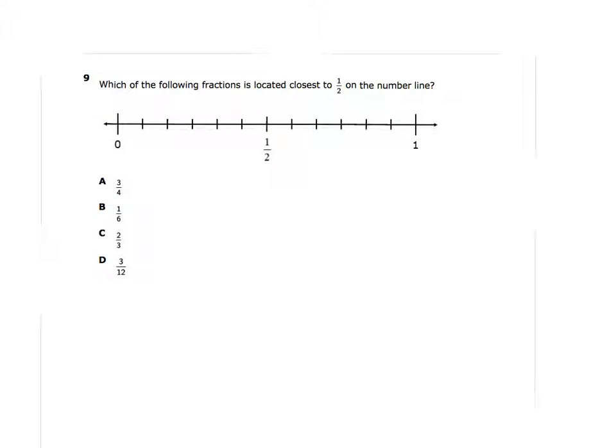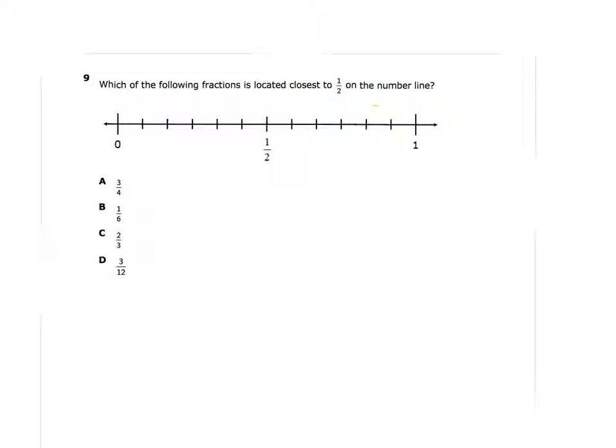Number 9, which of the following fractions is located closest to 1/2 on the number line? So we have fractions 3/4, 1/6, 2/3, and 3/12. So if I look at all these fractions, I have to look for a common denominator. That's really the best and the easiest way to look at this. Because if I count the number of jumps I have here, let me count them. I have 1, 2, 3, 4, 5, 6, 7, 8, 9, 10, 11, 12. So there's 12 jumps. And I have a half here. So I want to go ahead and make all of these 12ths, because that's how many jumps I have.